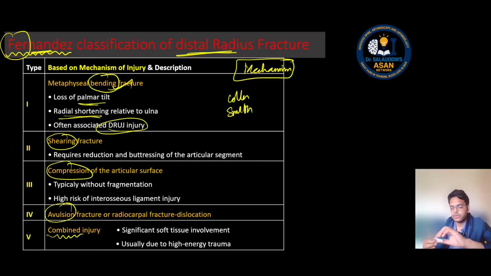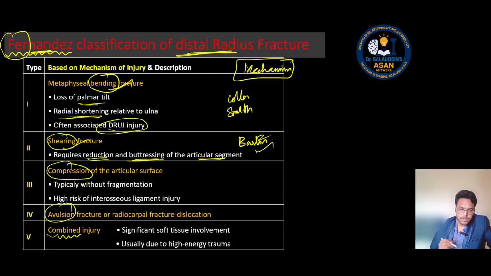Then shearing force: in the distal radius, one fragment is going because of loading. Because of the loading, there are shearing forces. What type can you expect now? There you can expect Barton fracture. Okay, Barton's fracture is because of shearing forces. It requires reduction and buttressing of the articular segment. In the management part, you have to reduce the Barton's fracture.